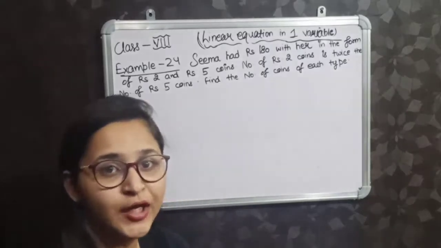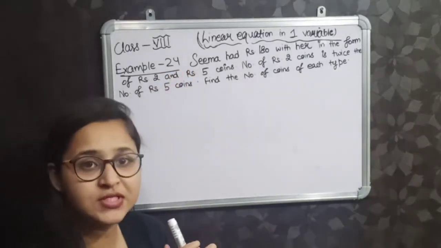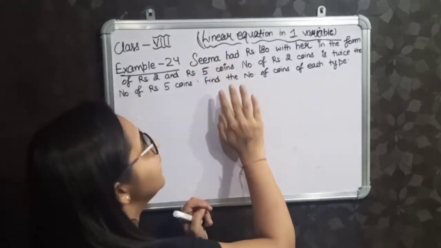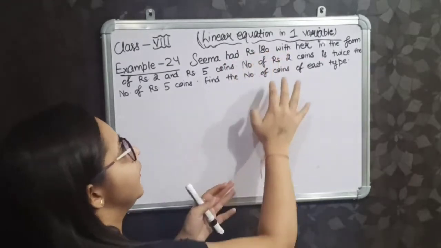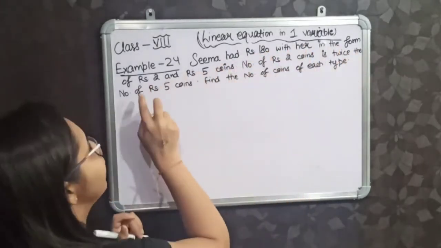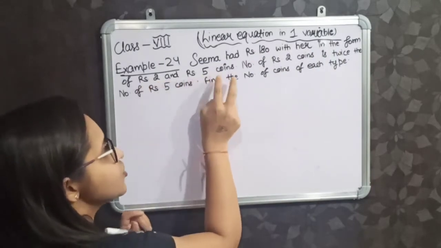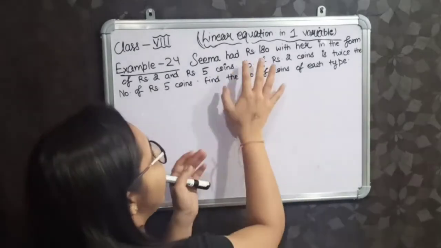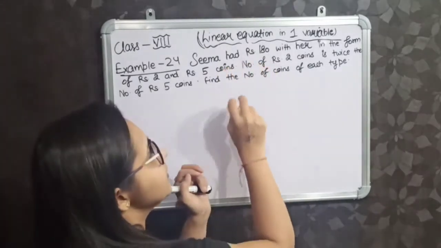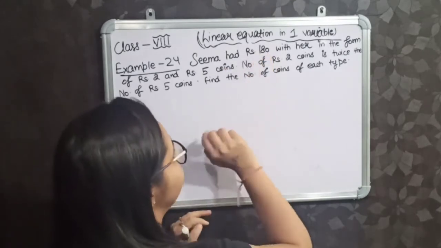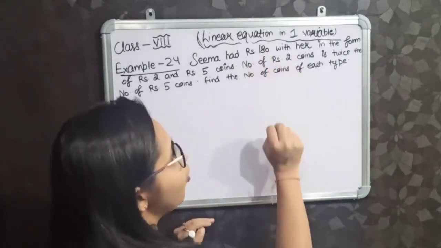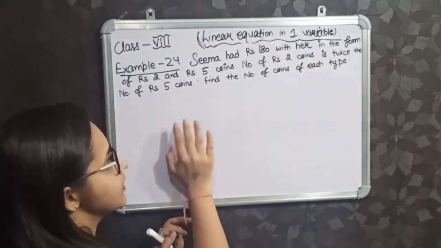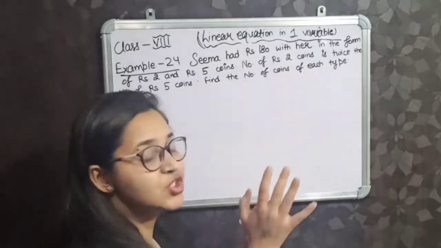Now students, it's time to do example 24. I'm reading the statement. It says that Seema had rupees 180 with her in the form of rupees 2 and rupees 5 coins. She has both coins, and the total money she has is 180. Now, the number of rupees 2 coins is twice the number of rupees 5 coins. Find the number of coins of each type.